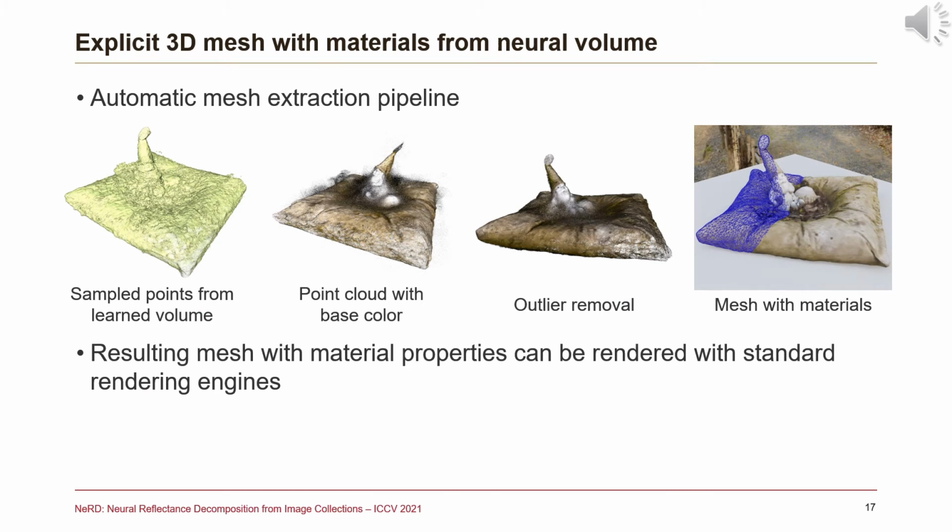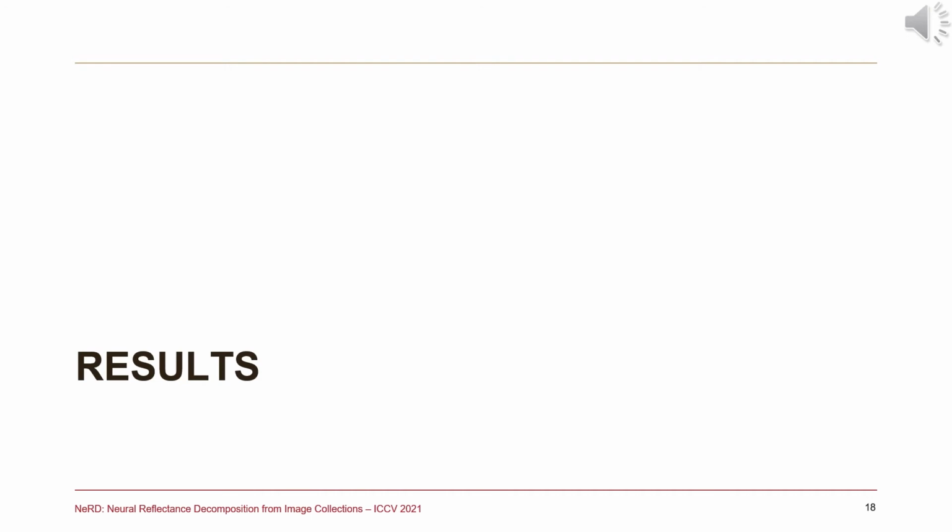After training our neural volume, we propose to extract the model into a textured mesh. We first sample the volume and keep high-density points, extract the point cloud with the BRDF parameters, and filter it to remove outliers. We then create a textured mesh from the point cloud. The resulting mesh can be easily rendered in any game engine in real time, and we have interactive visualizations on our project page using a WebGL renderer.